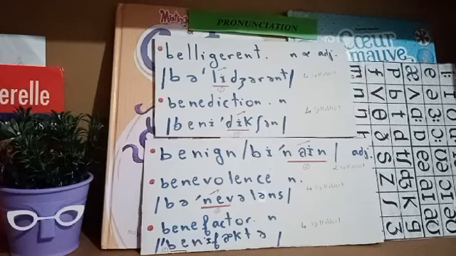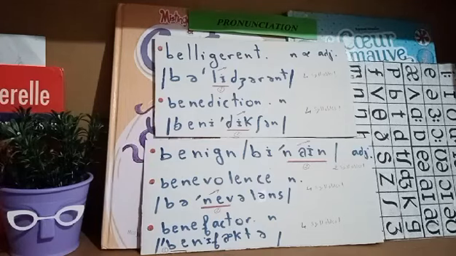I repeat the first word, belligerent. It has got four syllables. The stress on the second syllable, li, say belligerent. The second word, it's benediction. Stress on the third syllable, di, benediction, which means blessing.